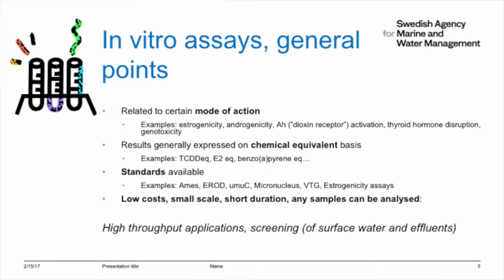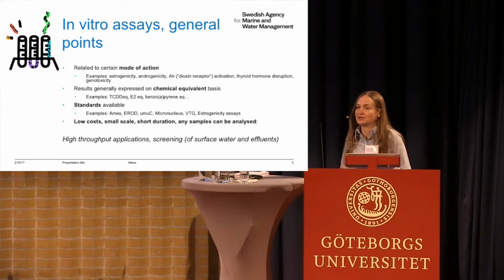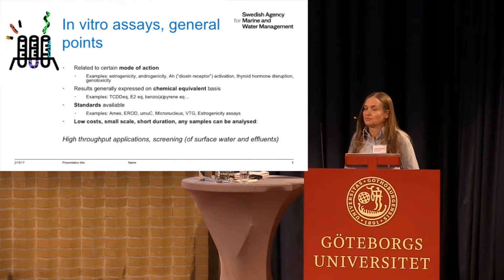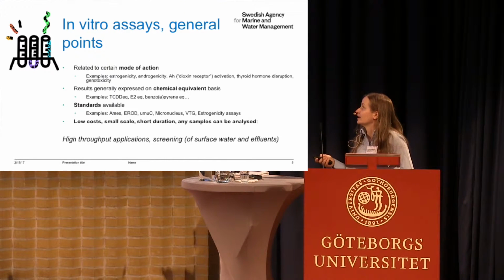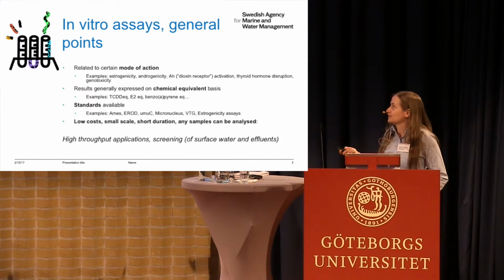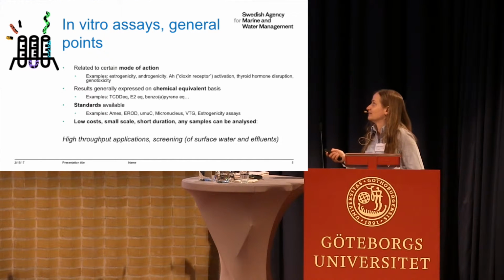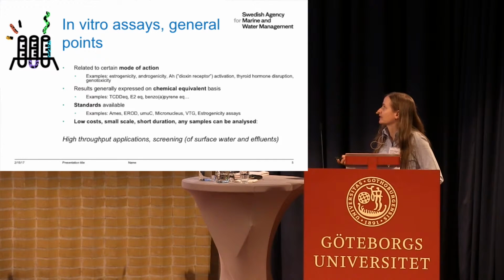Right. So, the in vitro tools, the in vitro assays, some general aspects, of course, there are many different types of tools. They're related to a certain mode of action. For example, you can monitor estrogenicity, dioxin receptor activity, and so on. The results are not always, but generally anyway, expressed on a chemical equivalent basis. So you have it expressed more or less in the same way as if you were doing a chemical analysis, but it's recalculated sort of into one chemical.